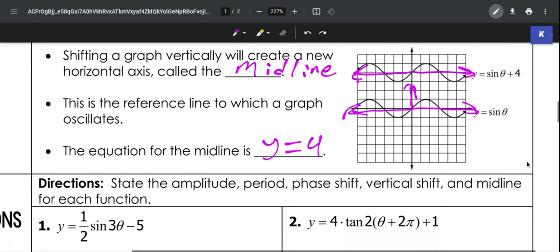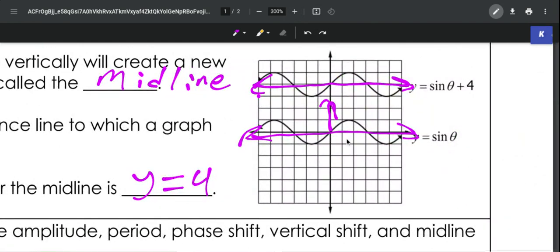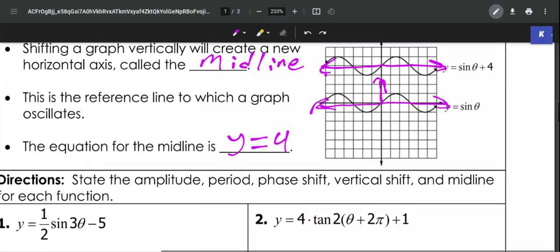Now, like I said, these are a little bit easier than you would think they would be, because the equation for that midline is y is equal to 4. So for instance, sine of theta was on the x-axis, which is y is equal to 0. So if we take that up 4, then our new equation for that line is y is equal to 4. So hopefully that part won't be too bad.